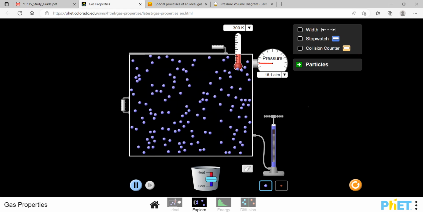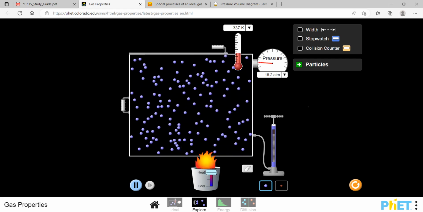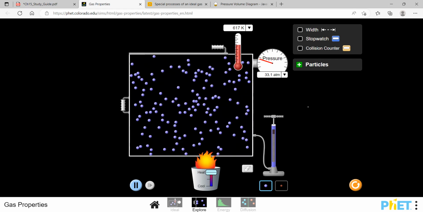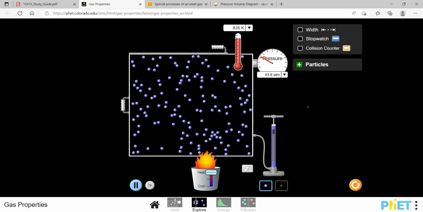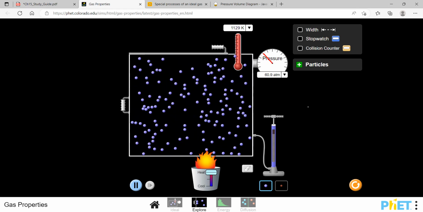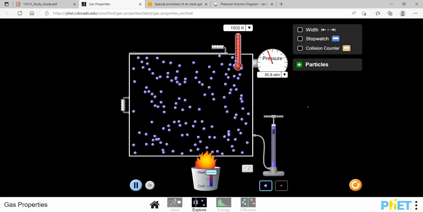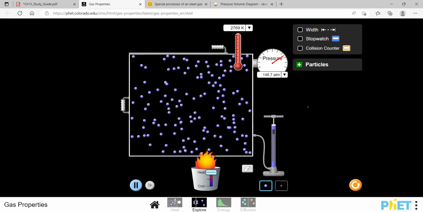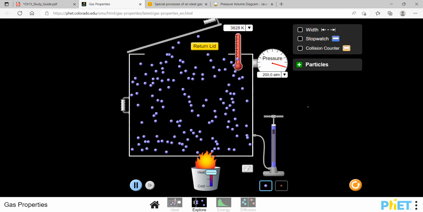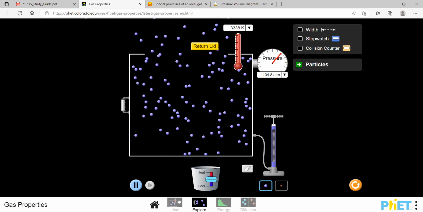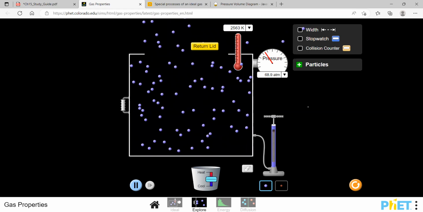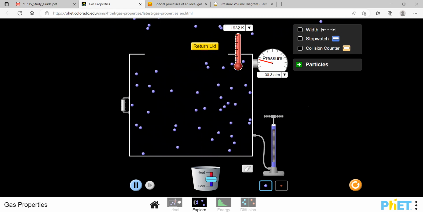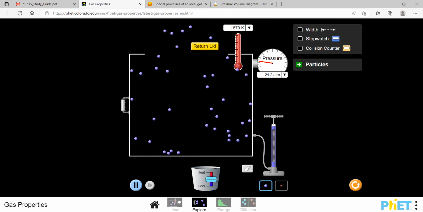So let's see. I'm adding heat and you see that the temperature is increasing. Temperature increasing means internal energy is also increasing. That means internal energy is changing. And at some point you will see that the system does work on the lid. So here the work is done by the system.